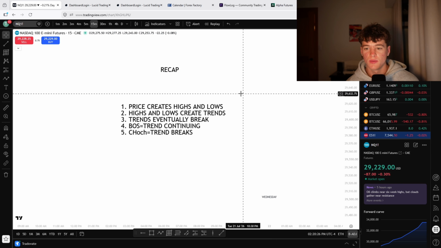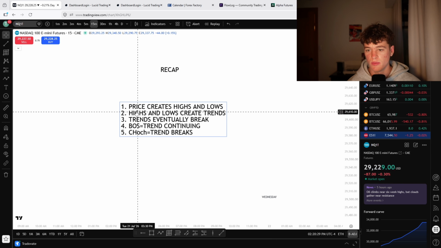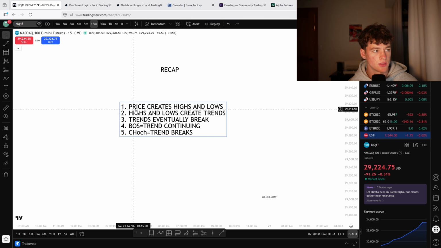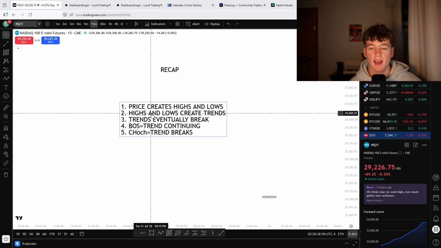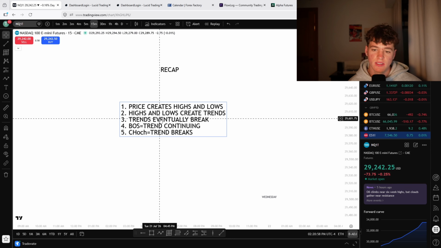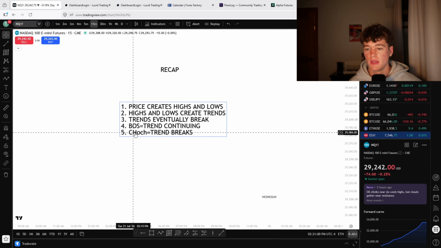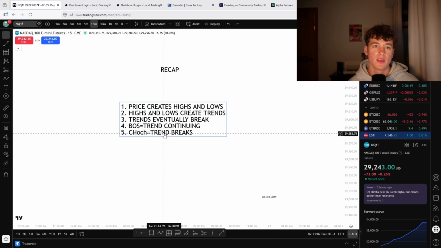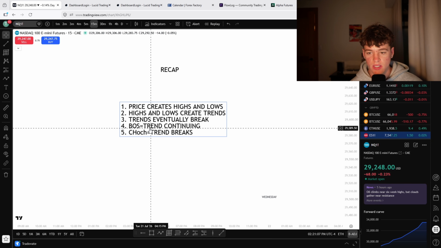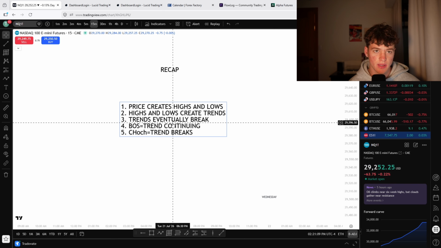And here's a quick little recap for you guys. So, first we learned that price creates highs and lows. Super simple. You guys identified them with candlesticks, you've seen them with line charts, everything. Second, highs and lows create trends. So, highs and lows create a higher high, higher low, lower high, lower low, creating uptrends and downtrends. Third, trends eventually break. So, when a trend breaks, that's called a change of character.